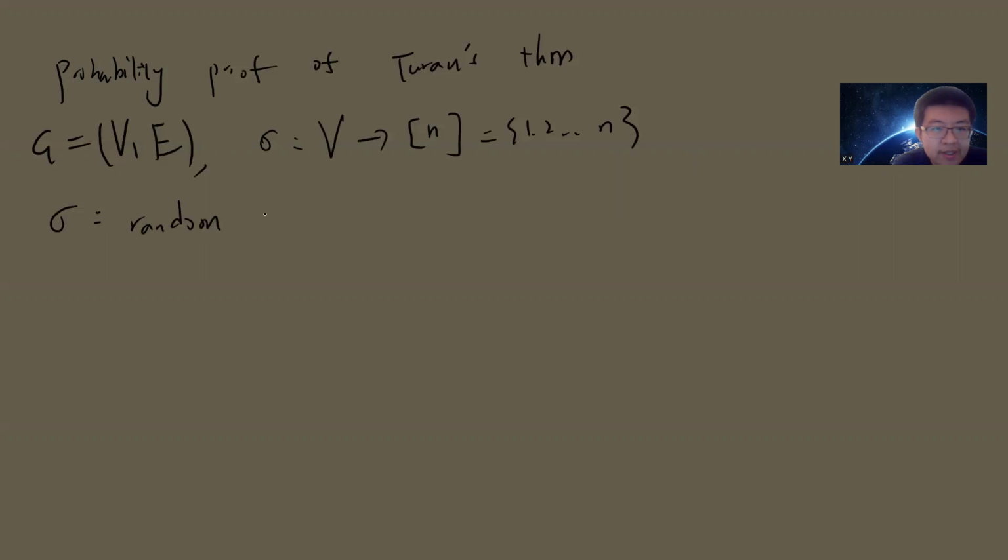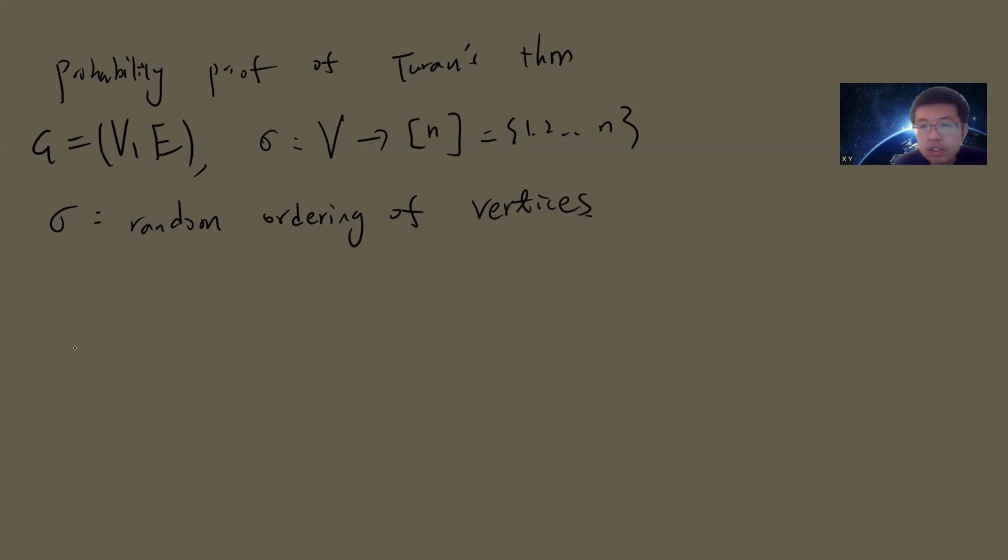So the idea is the following. Say G is a graph with vertices and edges, and consider the probability. We consider sigma, which is a random ordering of the vertices. Basically, this is just a map: 1, 2, up to n. So this sigma is a random ordering of vertices.